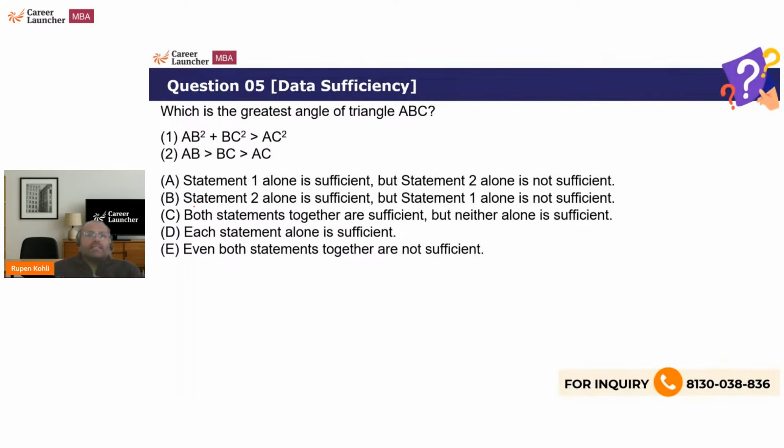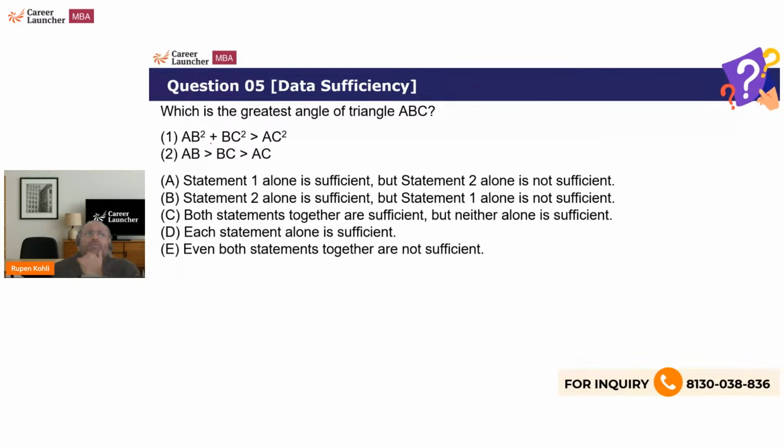Okay, again something on geometry. Which is the greatest angle of triangle ABC? So you have to just identify which angle amongst the three angles of ABC is the largest. Statement 1: AB square plus BC square is more than AC square.